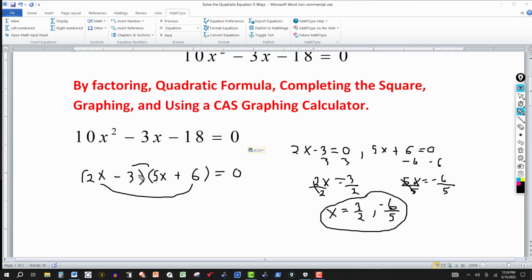I would go with the factoring first, and if it turns out that the quadratic doesn't factor, then you want to go to the quadratic formula. One side has to be 0 for this to work now. So that's one way to solve the equation.